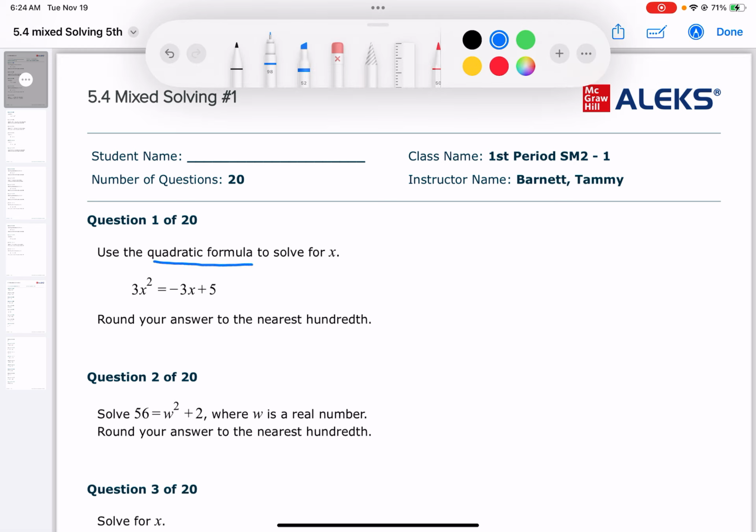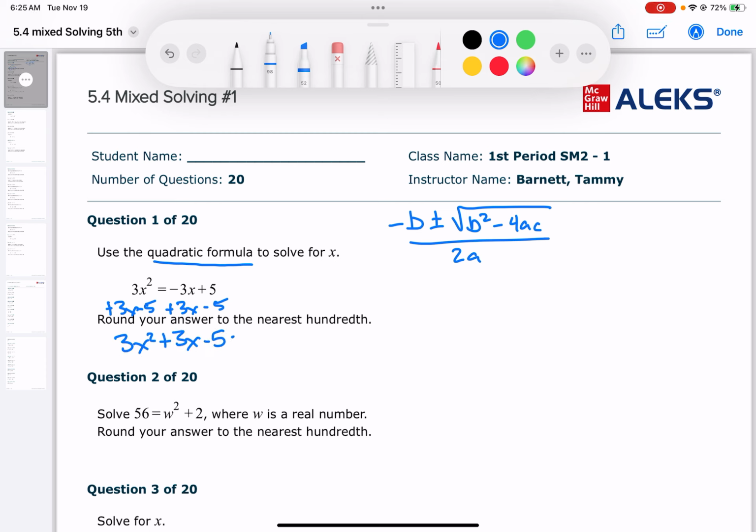It does say use the quadratic formula. The quadratic formula is the opposite of b plus or minus the square root of b squared minus 4 times a times c, and then all that is divided by 2a. The first thing that we would need to do is get all of the terms together. You do want them to equal 0. I'm going to add 3x and minus 5, so that's going to give me 3x squared plus 3x minus 5, and that will equal 0.